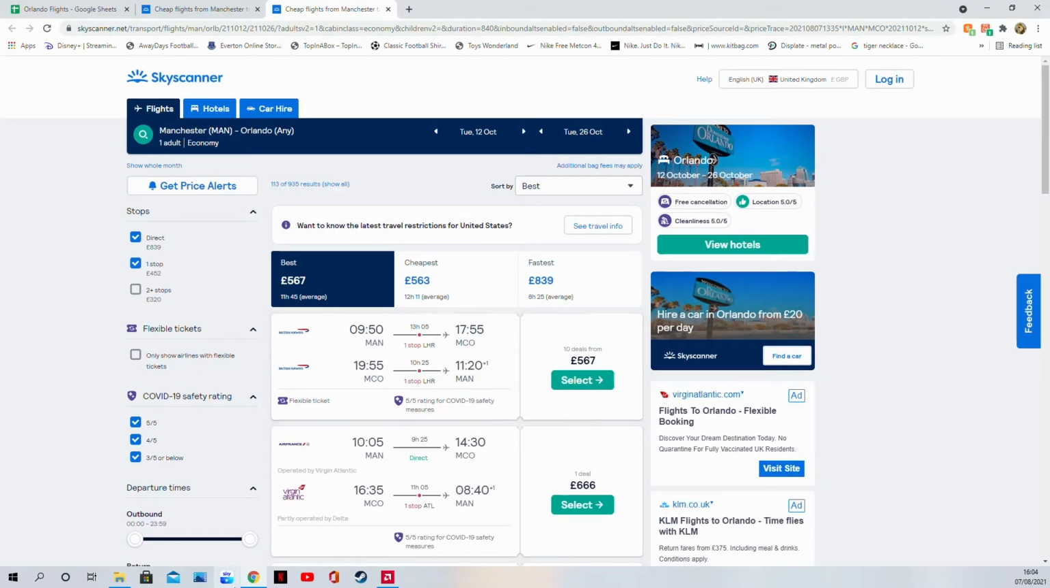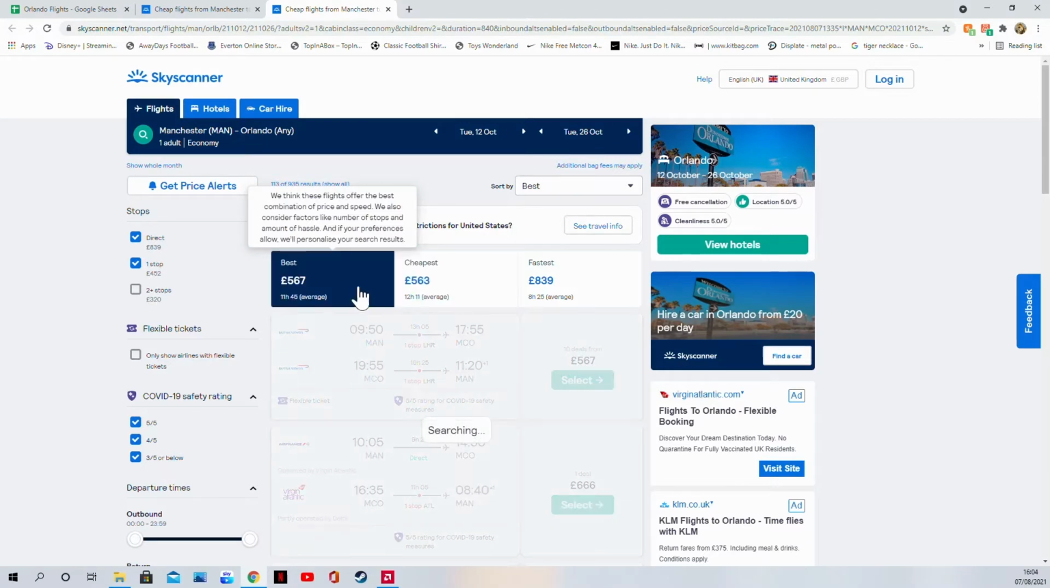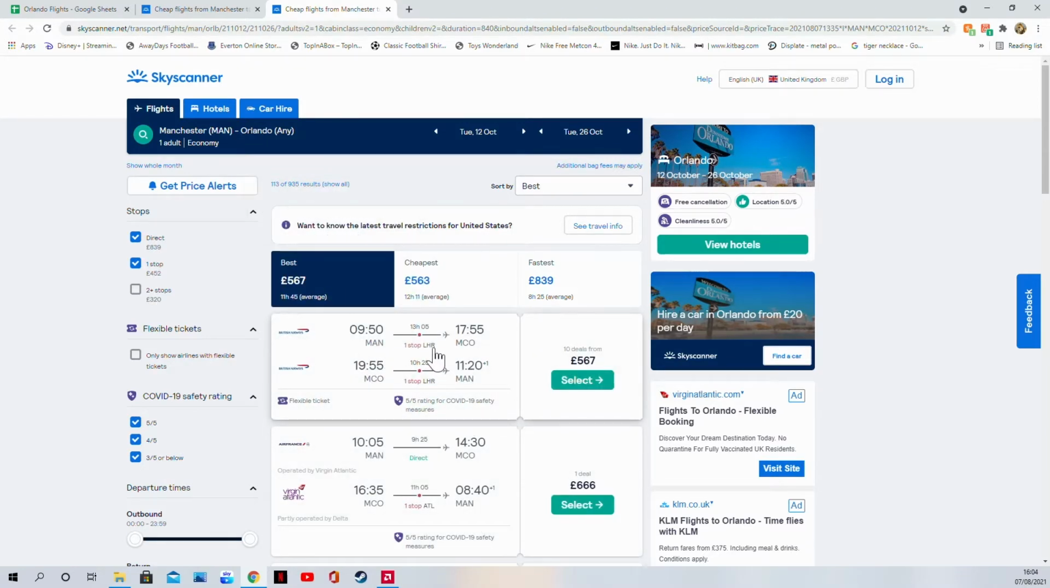So looking at this here now, we can say that the best flight it thinks is 11 hours 45, and that's 567. It's only less than another half an hour to go for this cheapest one, but that only saves you £4, so it'll be a judgment call. I'll probably go with this one. One stop in Heathrow on the way, and then straight from Heathrow.